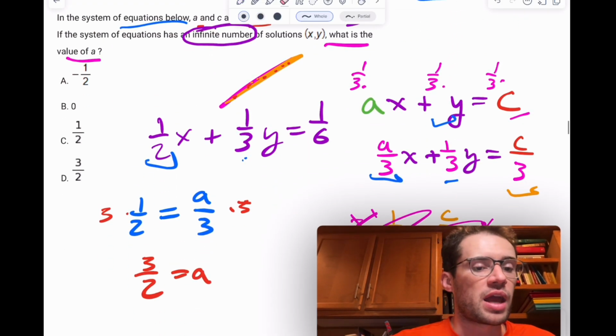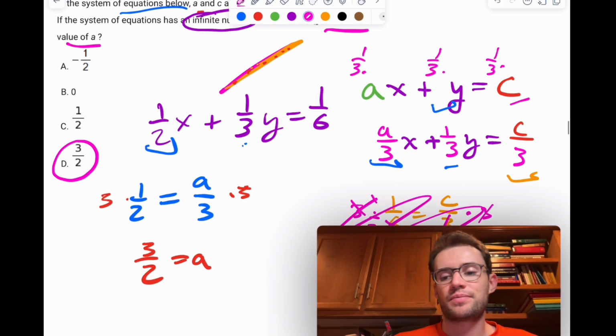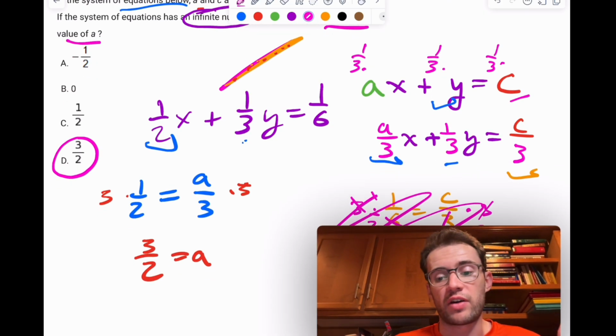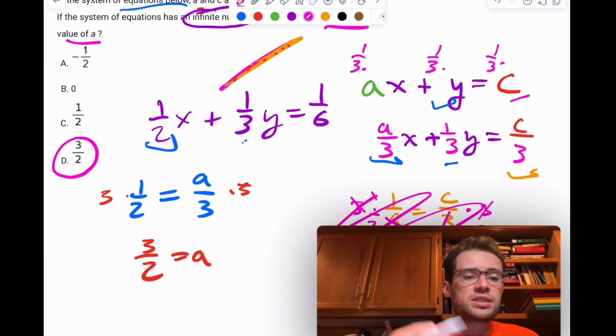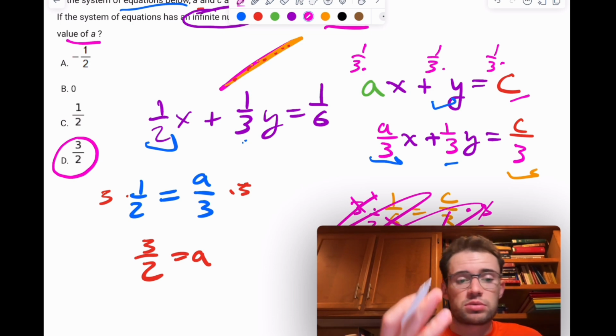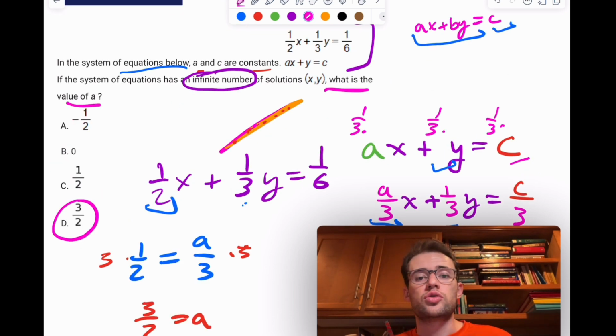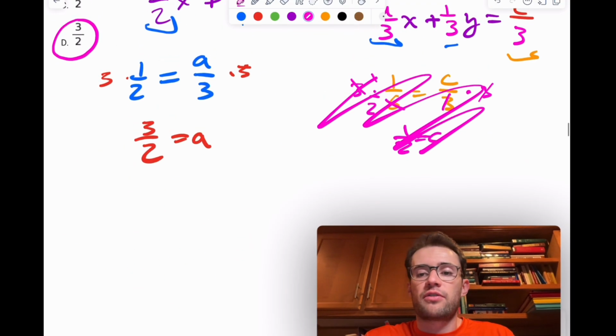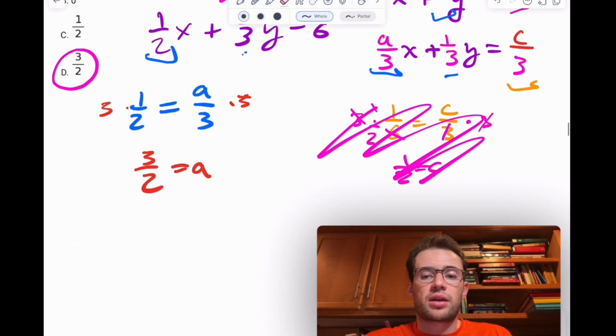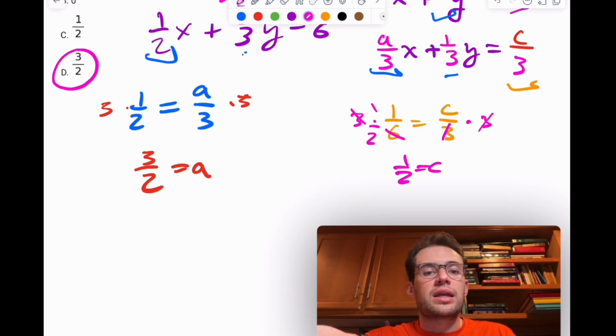A has to be 3/2. Now, if this was a short answer question, you could also write that as 1.5. I would usually just leave it as a fraction, but it is a multiple choice, so 3/2. What you could do is plug in that 3/2, and even if you did it fully and you found that c was 1/2, that could help you. Right? Again, you don't need that for your answer.